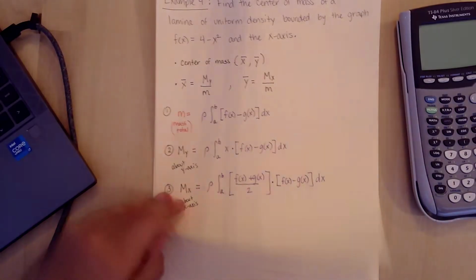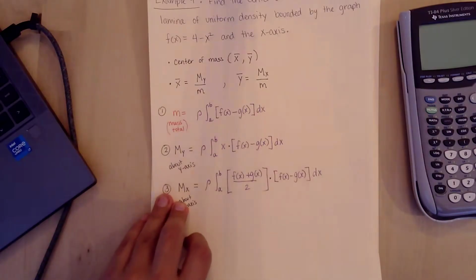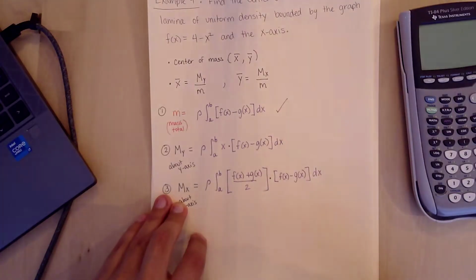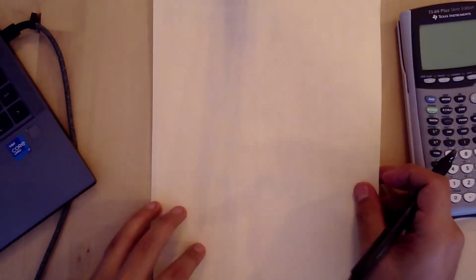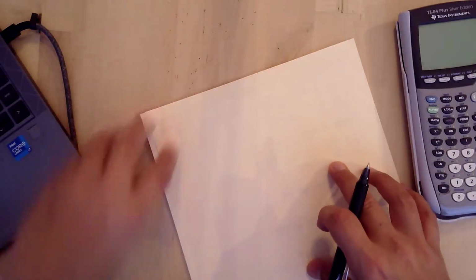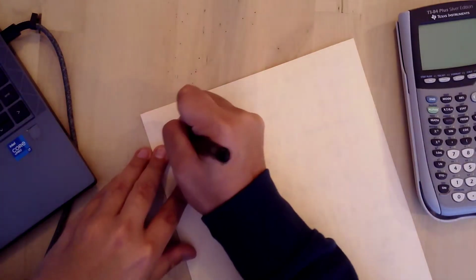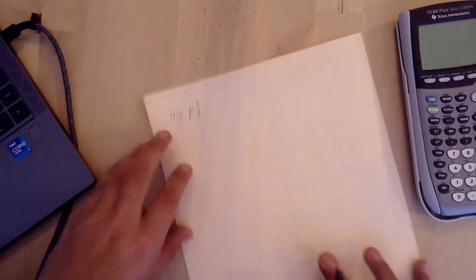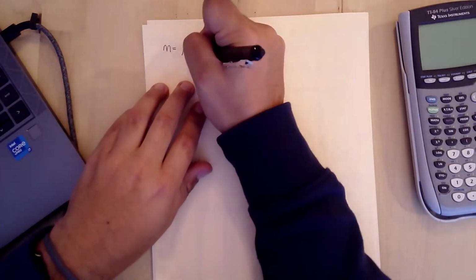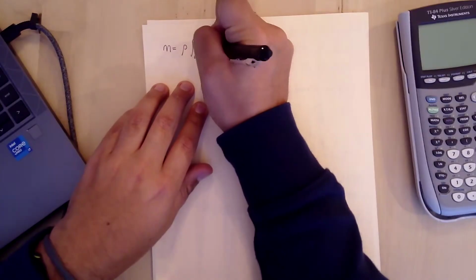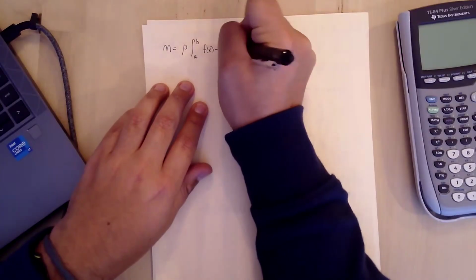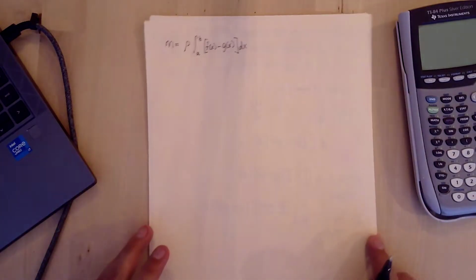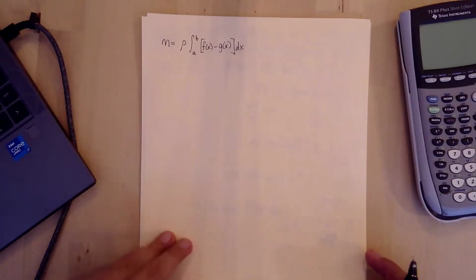So let's start on a clean sheet so that we can find each of these three things. Let's start with mass, and then we'll come back and put check marks next to the things that we'll have finished. So first, m is equal to density times the integral from a to b of f of x minus g of x dx. But now I feel like we're forgetting something.